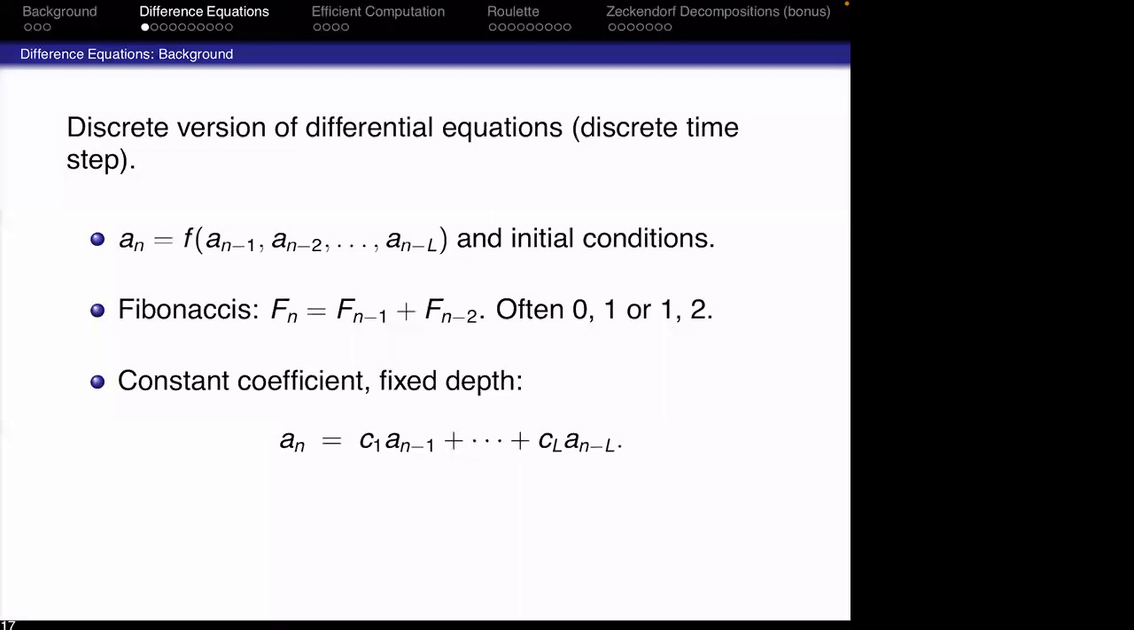So we will often look at what's called constant coefficient fixed depth. That means the coefficients in front of the a's do not depend on the index n. They're independent of n, and we only go to a certain depth. We only consider L terms. As I remarked, we can compute, but it could be expensive if you want to go down a million, a billion, or a trillion.